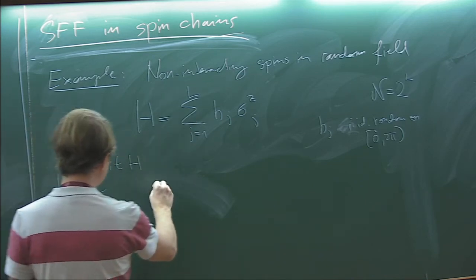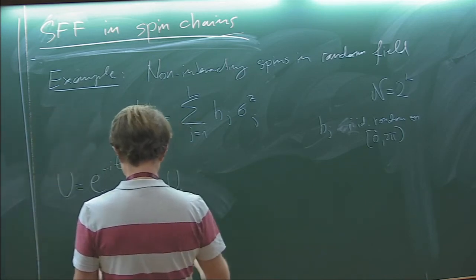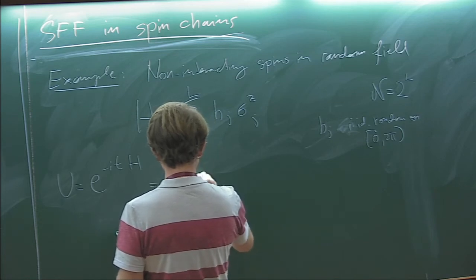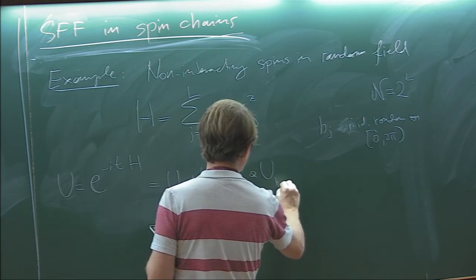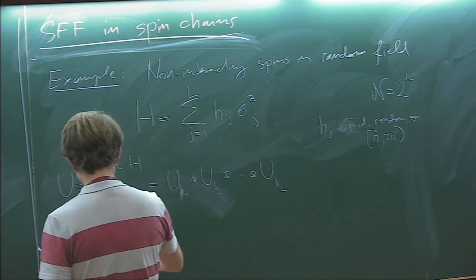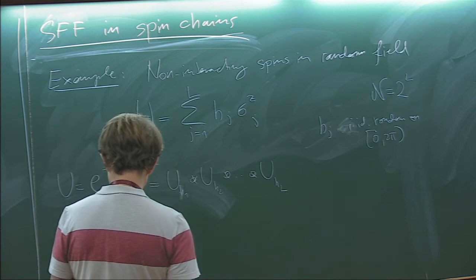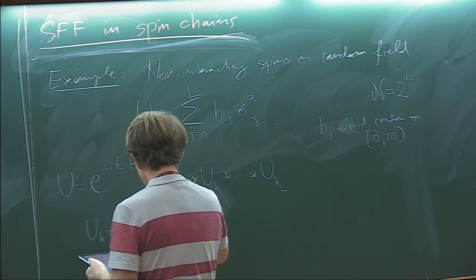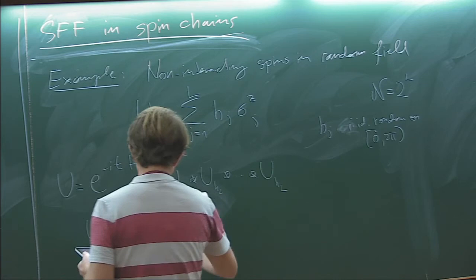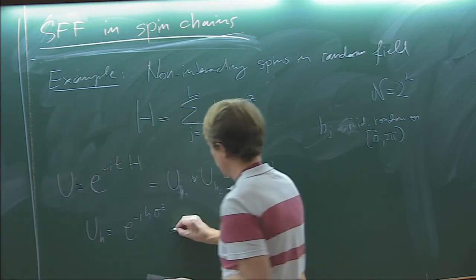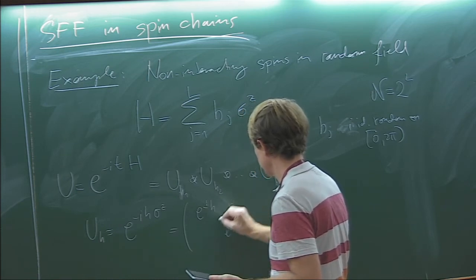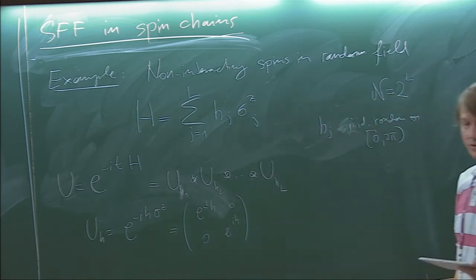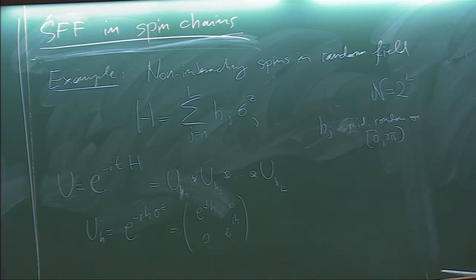Since these are independent spins, this is basically U1 tensor U2 tensor up to the last one, where each U is a simple 2x2 matrix. This 2x2 matrix is e to the minus i h_j, e to the plus i h_j, a diagonal matrix with entries which are exponentials of the field. So everything is super simple, right?